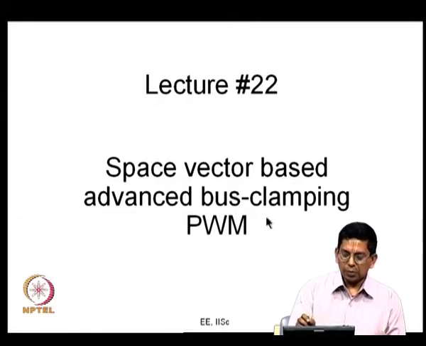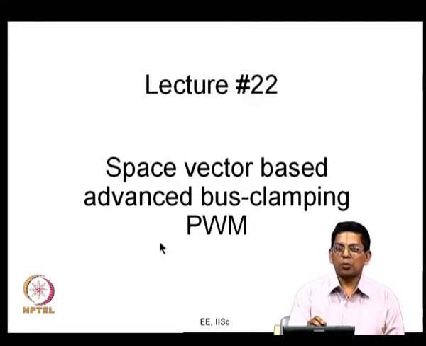In the advanced bus clamping PWM method, a similar bus clamping will occur. In addition to that, some phases will switch at twice the nominal frequency. You will have a situation where a phase switches at the switching frequency, and at twice the nominal frequency. So, that is why we have this term advanced bus clamping PWM.